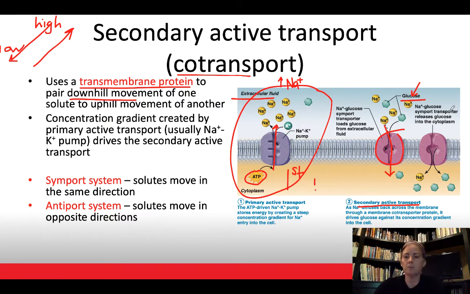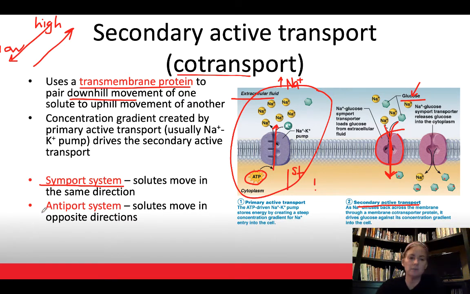Okay? So, in this case, we have a symport system, which means that the solutes are moving in the same direction. So, sodium is coming into the cell down its concentration gradient. Glucose is also coming into the cell, but it's actually against its concentration gradient. So glucose is actually in higher concentration in the cell in this scenario, and it actually wants to go out. That would be going down its concentration gradient. But in this case, it's being paired with sodium entry into the cell, and therefore is called a symport system because they're both moving in the same direction.